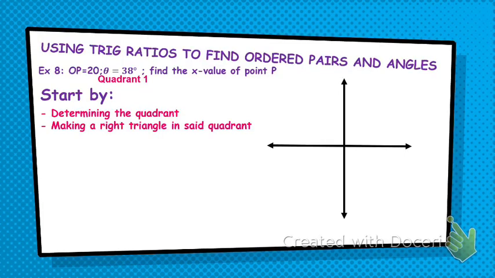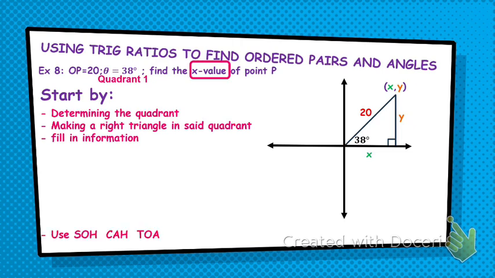So let's make a right triangle in quadrant 1. And then I'm going to fill in my information. So I know that the angle theta is 38 degrees and my hypotenuse is 20. All right, now we are looking to find the x value. With respect to this angle, 38 degrees, the adjacent side is side x. The side that I know is the hypotenuse. So we can use SOHCAHTOA. Adjacent and hypotenuse would be cosine.